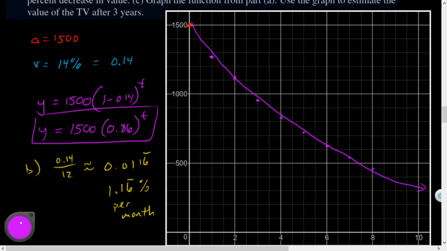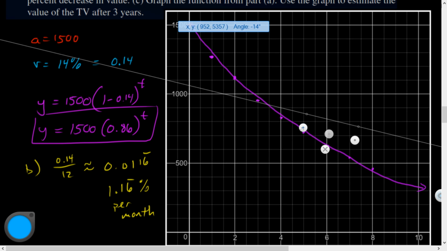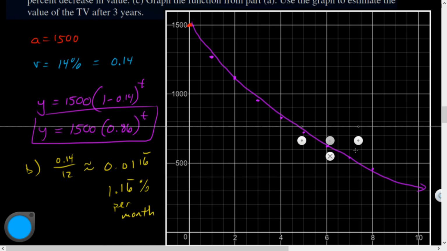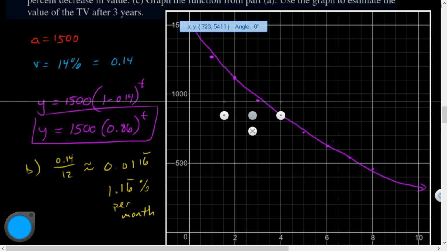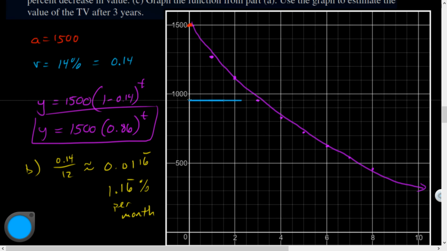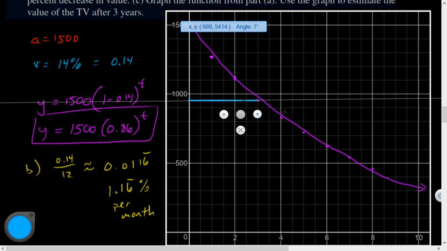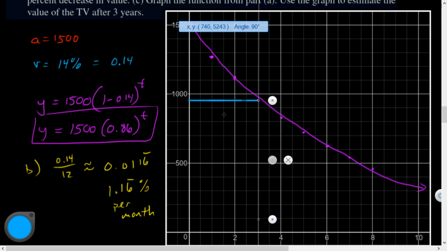And then they ask us to estimate the value of the TV after 3 years. And I actually had the exact value a moment ago, but let's say I was reading this off the graph. So I would find 3, and I would have read it off of the graph. They said estimate. Right, so I would have read up from 3, and then across to the y-axis. And that is, right, maybe I would have estimated it about $950 after 3 years.